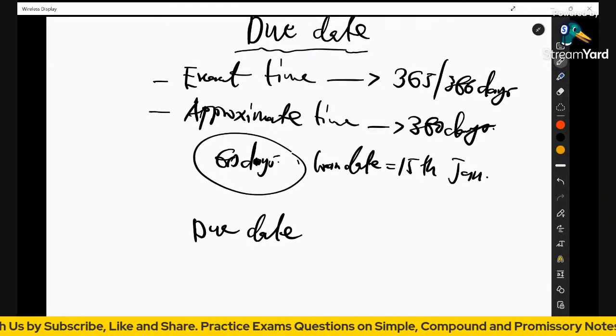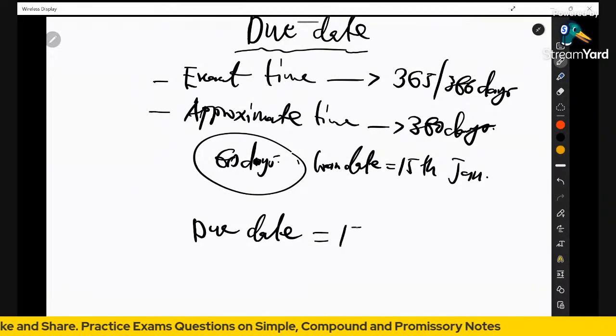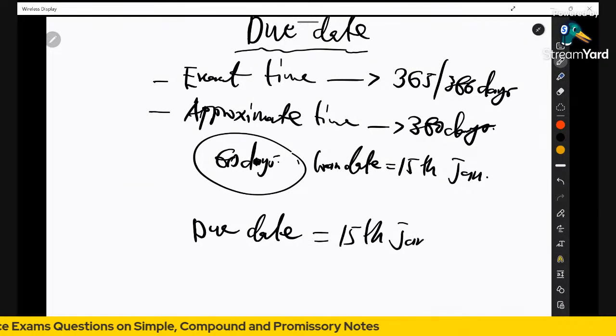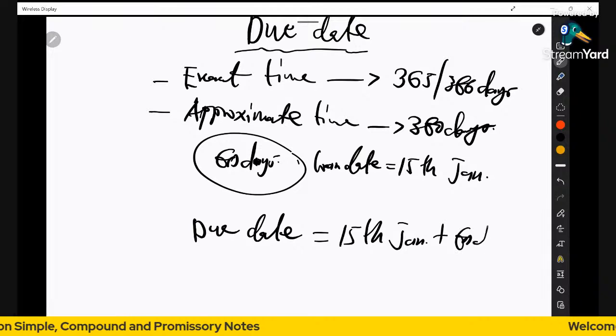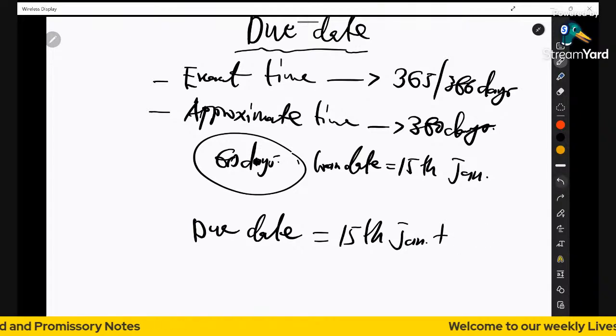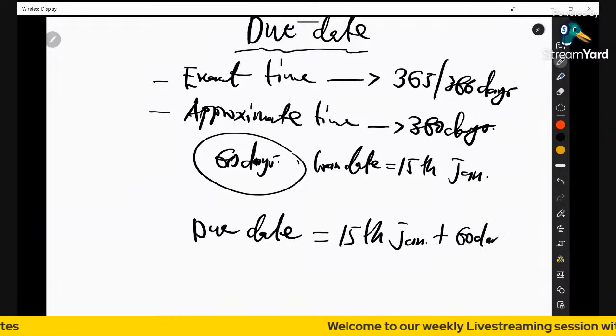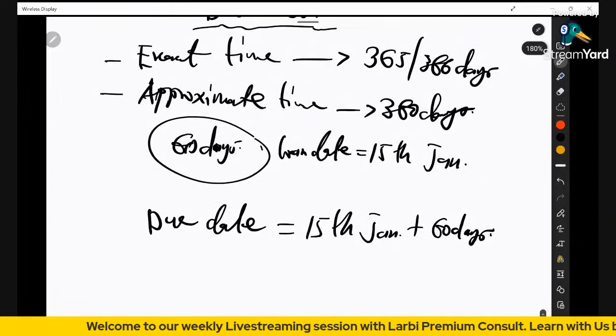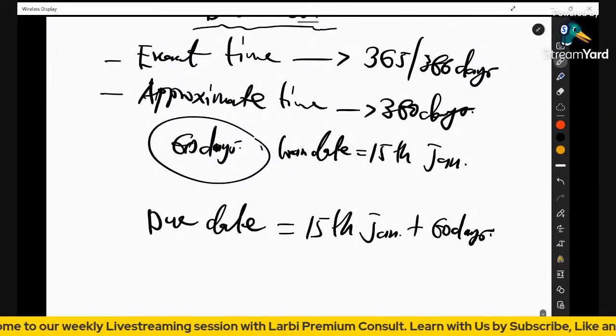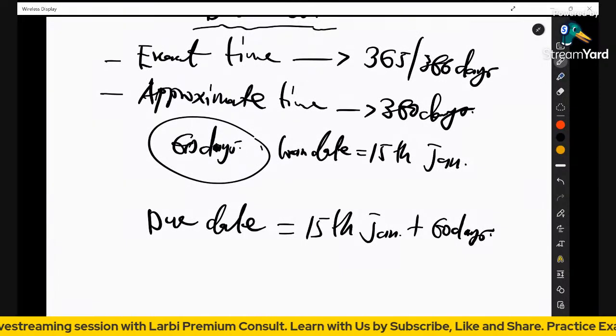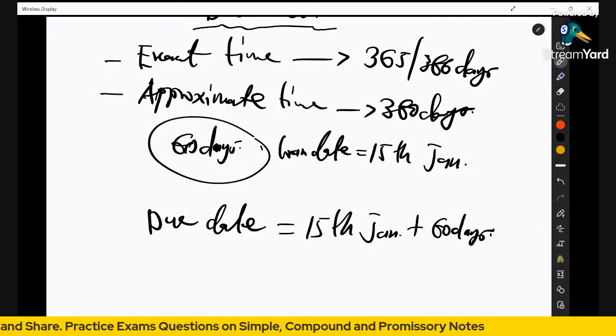So in calculating the due date, it should be 15th January plus 60 days. Once you get this, that's fine. This is the simplest way we can get our due date. The loan date was 15 January, and we have 60 days to pay, which is the exact time. So for the normal period, which is exact time, each month will carry its own normal number of days. So if it is January, 31 days; if it is February, then 28.